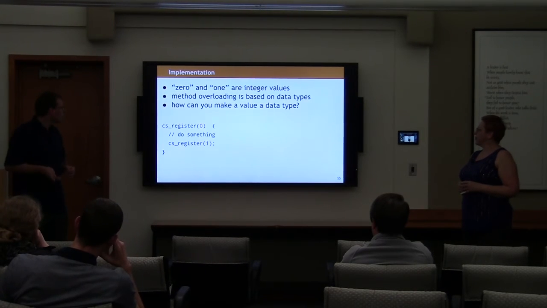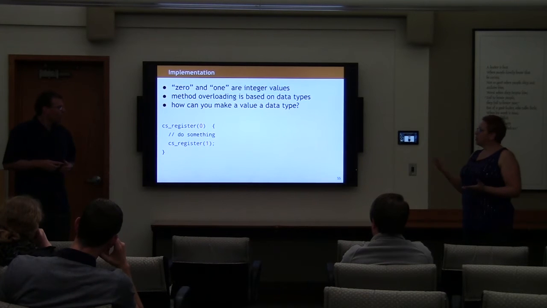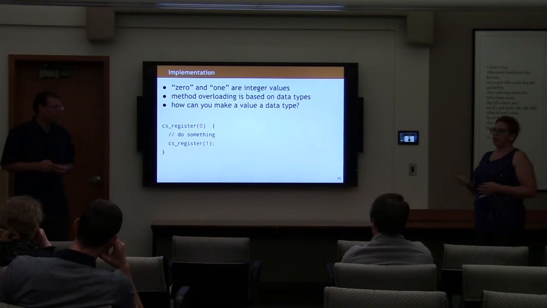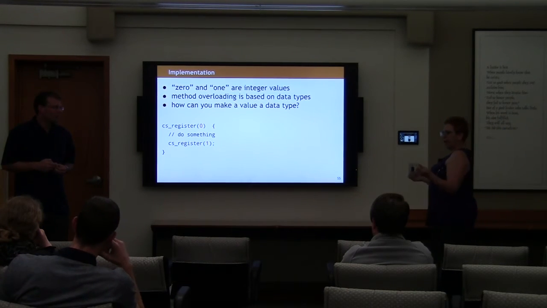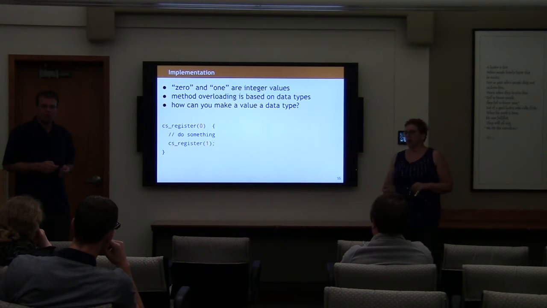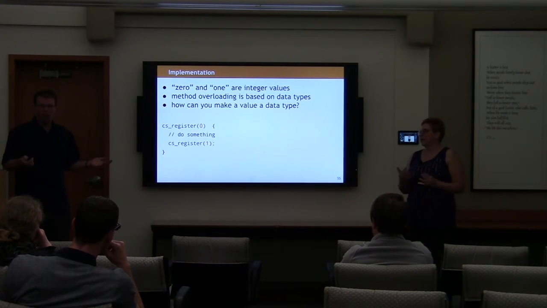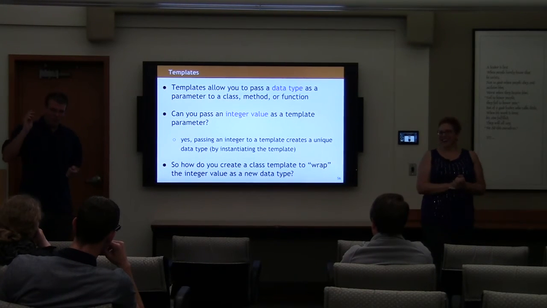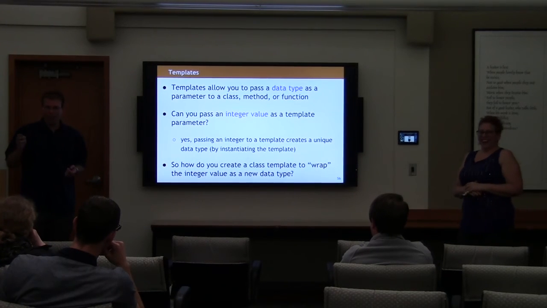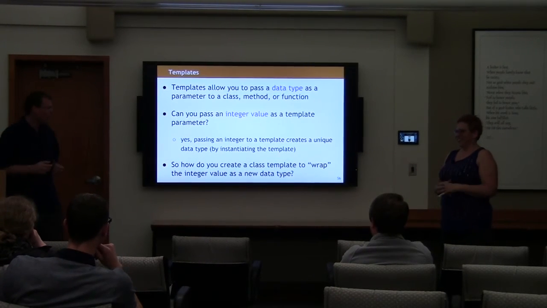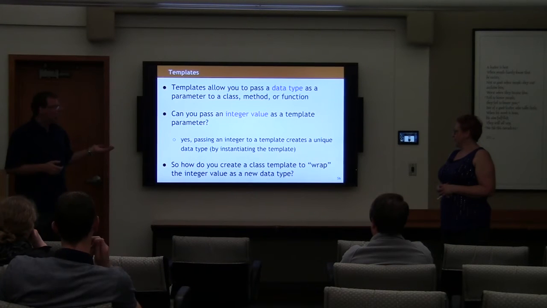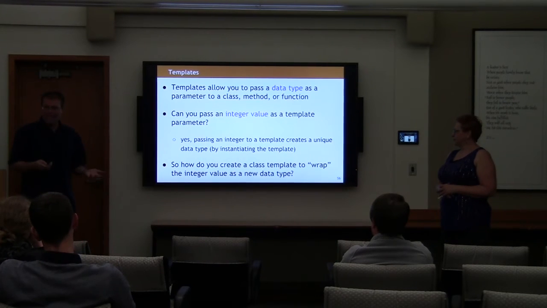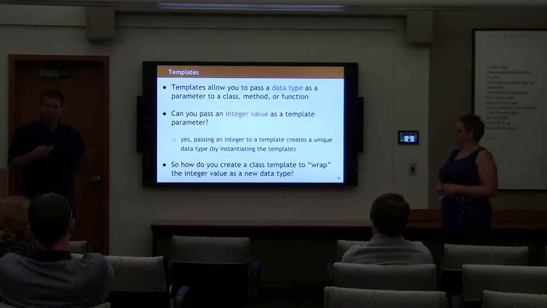Unique names. So again, we're back to the beginning of how do we take the 0 and 1? They're integers. We can't do the method overloading based on 0 and 1. So how do you turn an integer into a data type? Grab it in a template. Yes. Very good. Absolutely. The answer to everything. How do I question in C++ usually involves templates. And templates allow you to pass a data type as a parameter. And that's the way they're usually used.